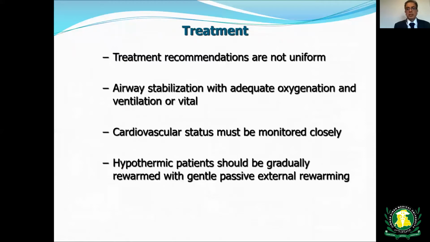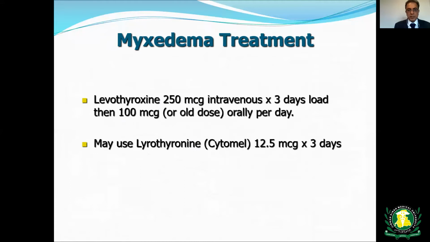Treatments vary, but you have to start with airway stabilization. Make sure the patient has adequate oxygenation, vitals are stable, cardiovascular status is monitored closely, and gradually rewarm with gentle passive external rewarming. The specific treatment is levothyroxine, which is T4, 250 microgram IV for 3 days, and then 100 microgram, or the patient's previous dose if it is already known hypothyroidism. We may sometimes use T3 liothyronine as well, and then switch back to T4.